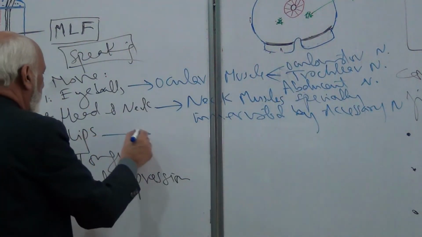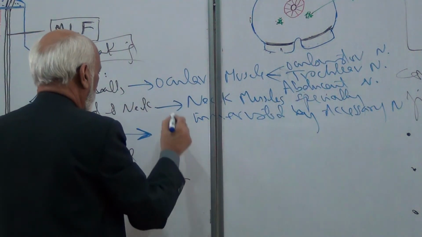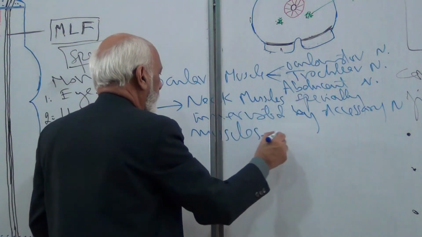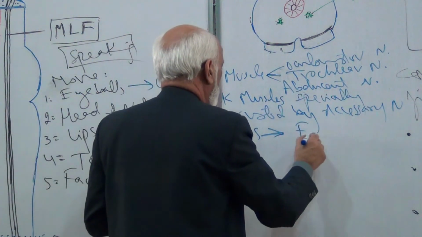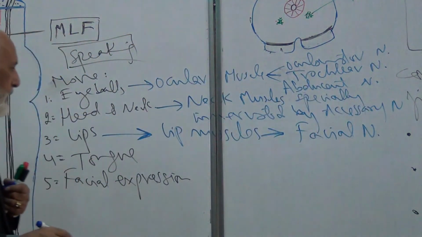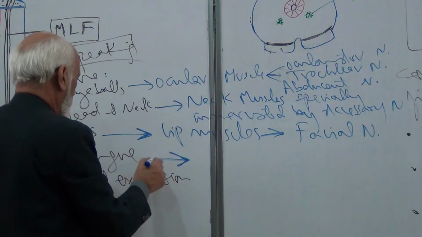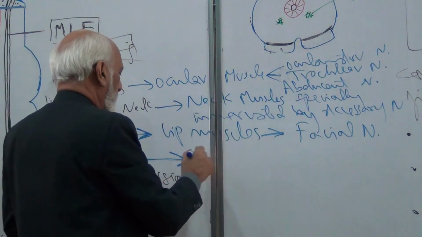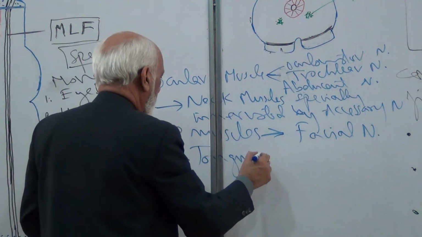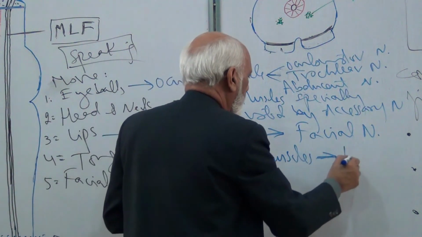You move your lips using lip muscle, face muscle. And you know face muscles are supplied by facial nerve. Then you move your tongue, and tongue muscles are innervated by hypoglossal nerve. Cranial nerve.